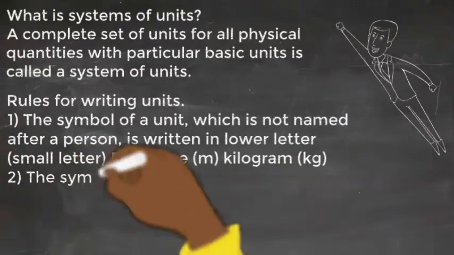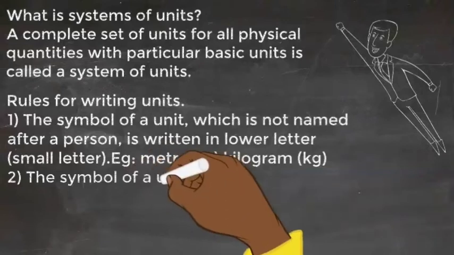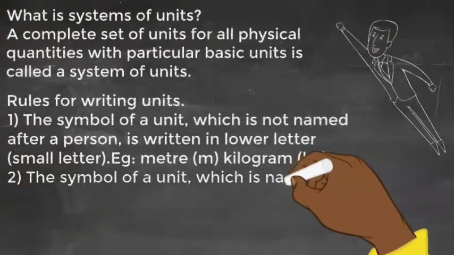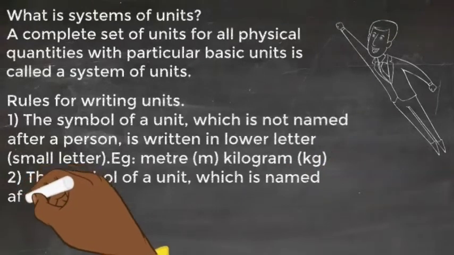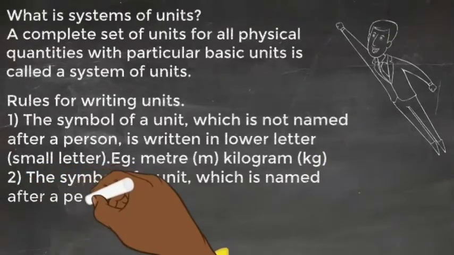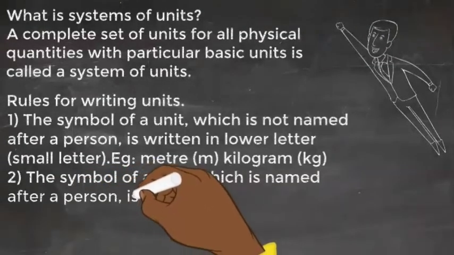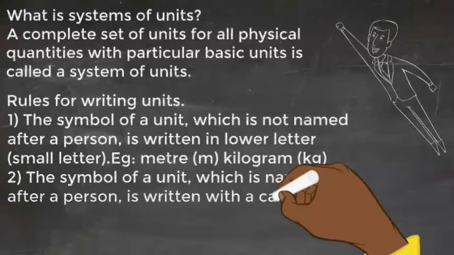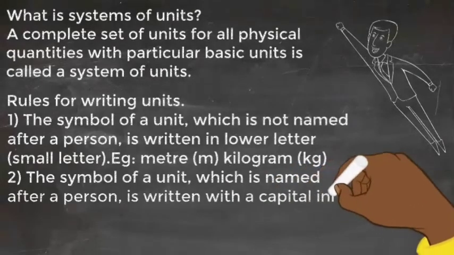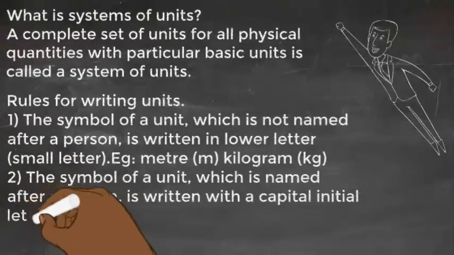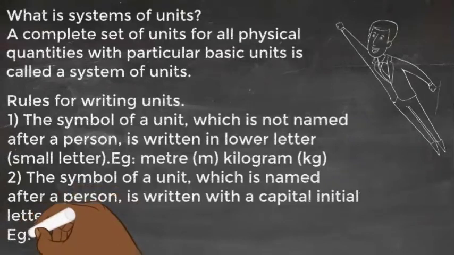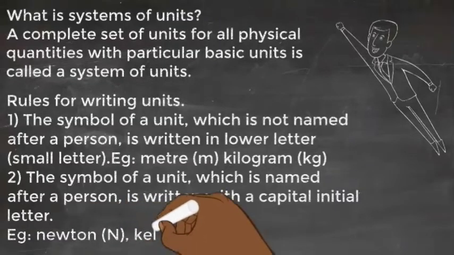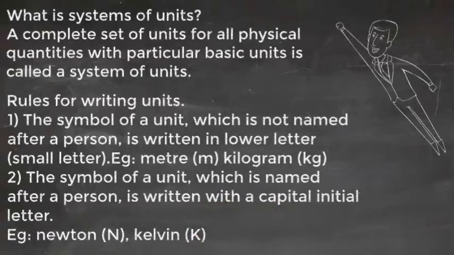Number 2. The symbol of a unit which is named after a person is written with a capital initial letter. Example: Newton represented as capital N, Kelvin represented as capital K.